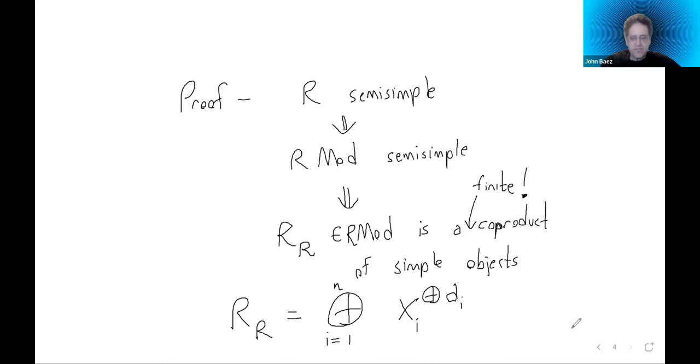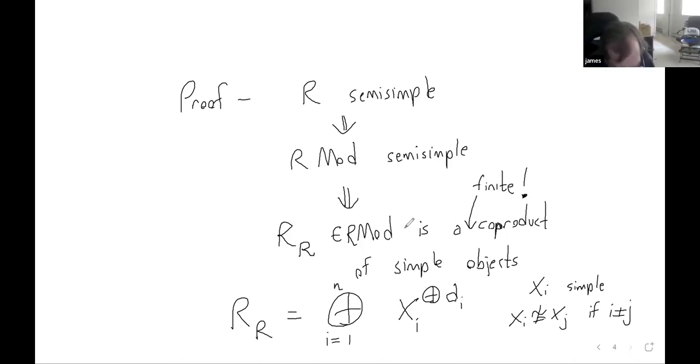So let's chop it up into these pieces, where these xi's are simple, and they're not isomorphic to each other. Okay. This proof is super short.